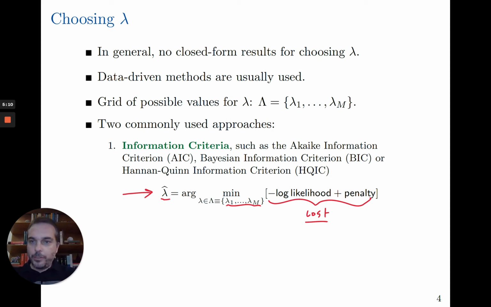So this is one possibility. We have a cost function that's a trade-off between complexity and fit. We are weighing complexity and fit, and we want the amount of regularization that we use to be a good trade-off between fit and complexity of the model.